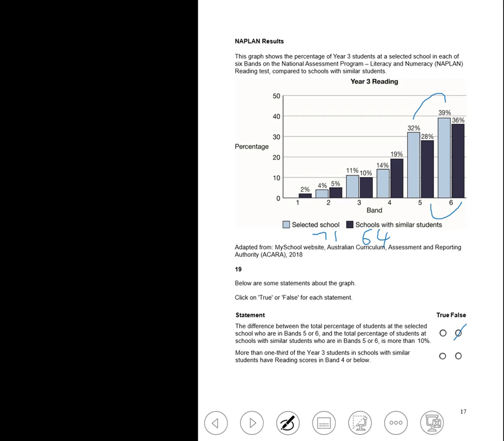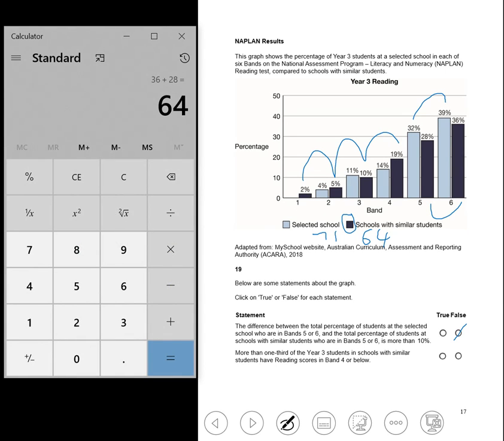Now it says more than 1/3 of the Year 3 students in schools with similar students have reading scores in Band 4 or below. So we need to go to the similar, which is this color here, and Band 4 and below. So we need to add these 4 numbers together, and we need to see if it's more than 1/3. Now if you don't know what a third is as a percentage, we know that percent means per 100. So we can just do 100 divided by 3, and that's a third. Okay? There's 3 equal parts of 100.